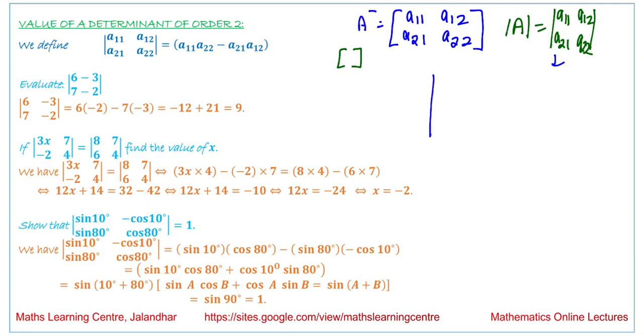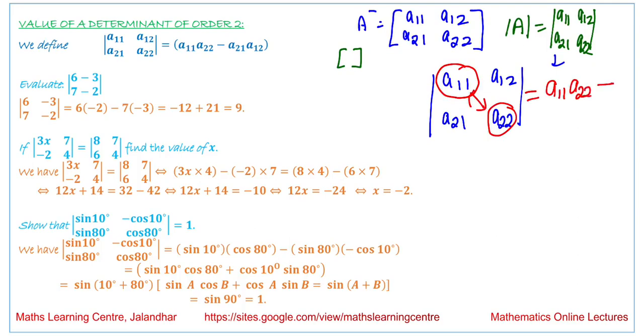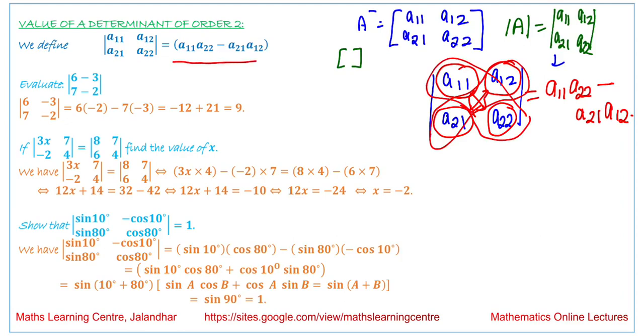The value of this determinant is, I am again writing these terms over here: A11, A12, A21, A22. Now when we have to write the value of this determinant, it is A11 into A22 minus the product of these two values, A21 into A12. So these two terms are to be multiplied, these two terms are to be multiplied, and these two values are to be subtracted. So this is the definition of a determinant of order 2.